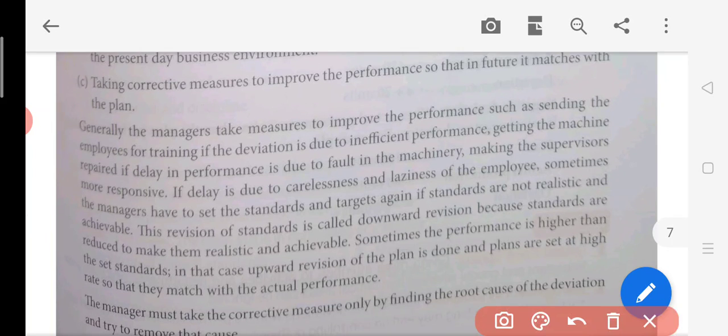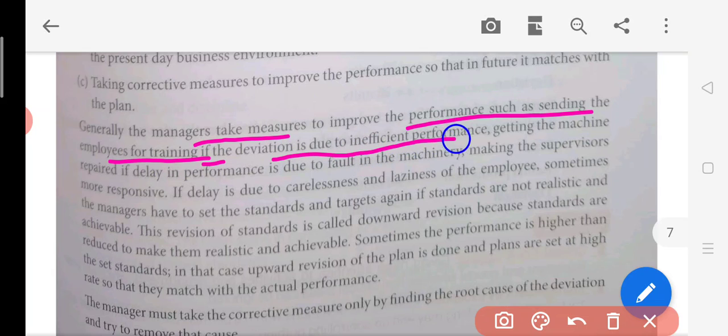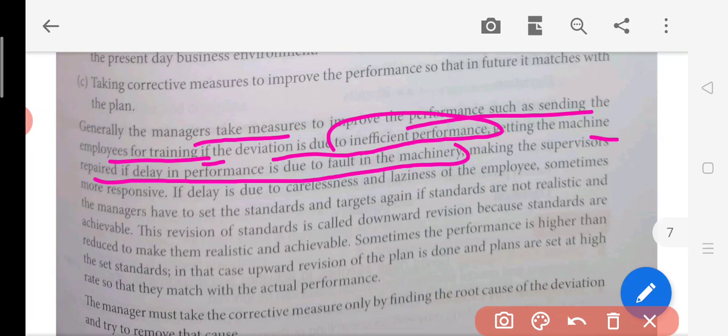Generally the manager takes measures to improve the performance, such as sending the employee for training. So how can this be corrected? See, if the employees are not working nicely, then you can send them on training. If the deviation is due to inefficient performance, meaning the employee is inefficient, you can send him on training once again. Then get the machine repaired if the deviation is due to a fault in the machinery. Or make the supervisor more responsive. You can tell the supervisor to keep strict supervision over the workers. This is how you can also control the things.